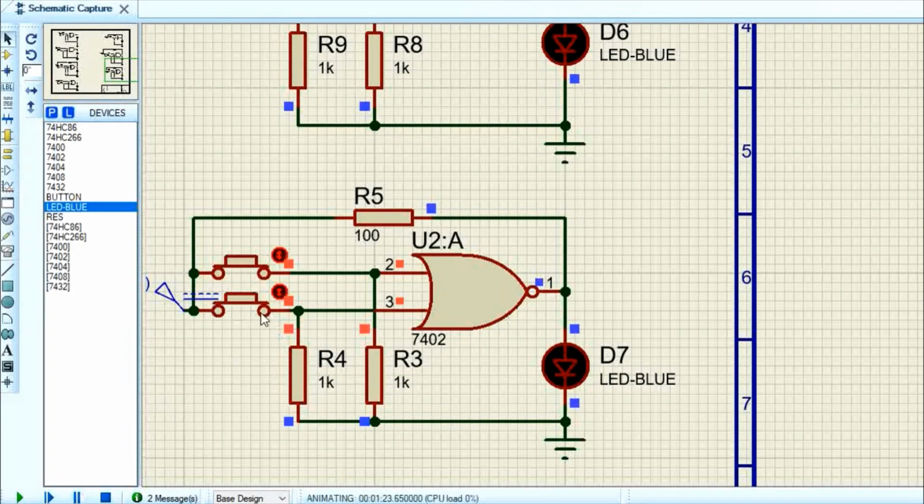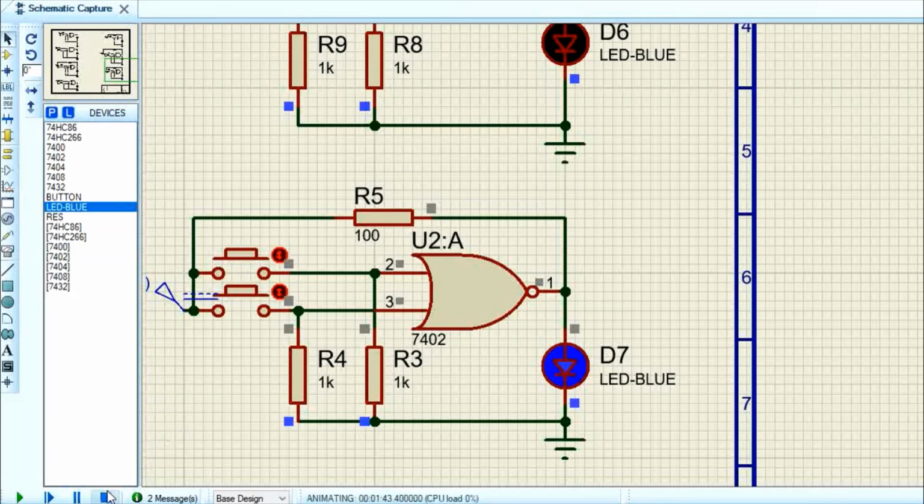So let's start simulation. If we have 0, 0 at input, at output LED is on. So it's showing the inverse of OR gate. But if we have 1, 0 at input, LED is off. Like for all the conditions, LED is off, for 0, 1, for 1, 1. Hope you understand the working of all these logic gates.